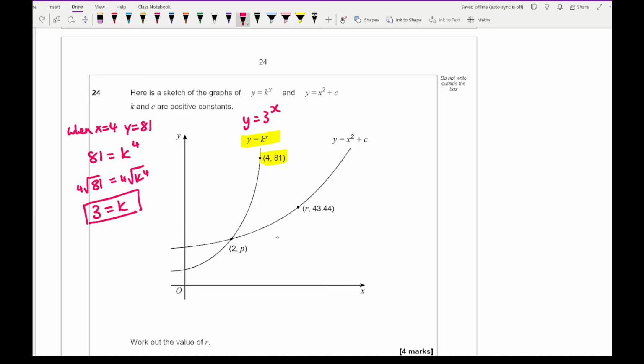So then from this, I can work out what p is. Let me just label this so you can see what order I'm doing this in. So when x equals 2, I've got y equals 3 squared, and so p equals 9. So I can scrap that out and write 2, 9. Now from this, I can use this coordinate to work out what r is going to be. So let me just write down that's number 4.